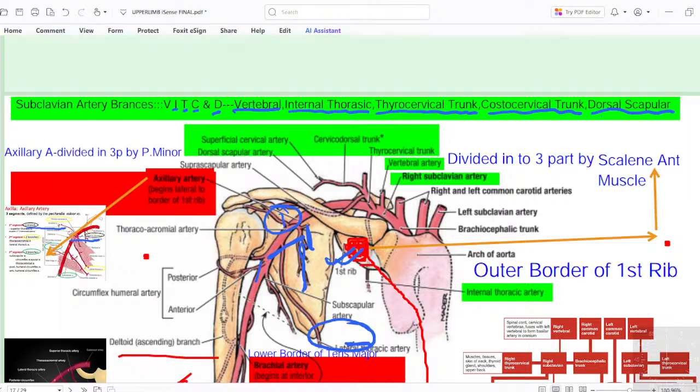How does the subclavian artery become the axillary artery? At the lower border, lateral border of the first rib. And how does the axillary become brachial?